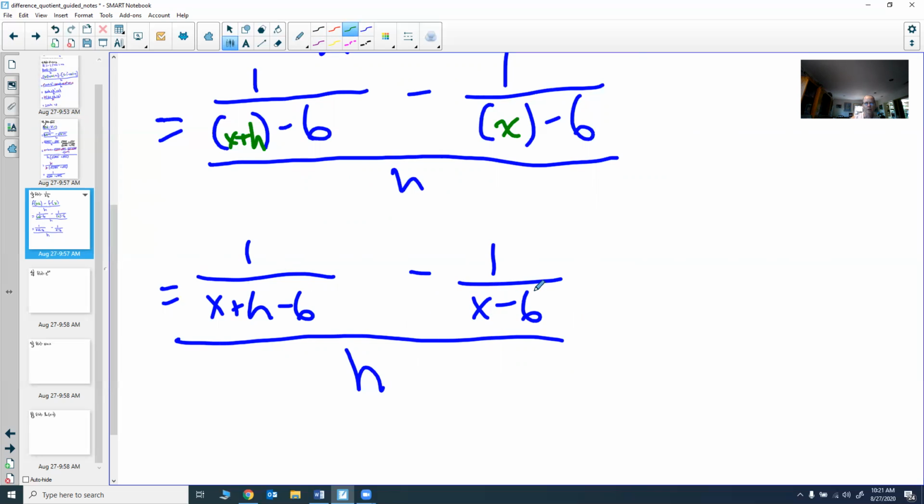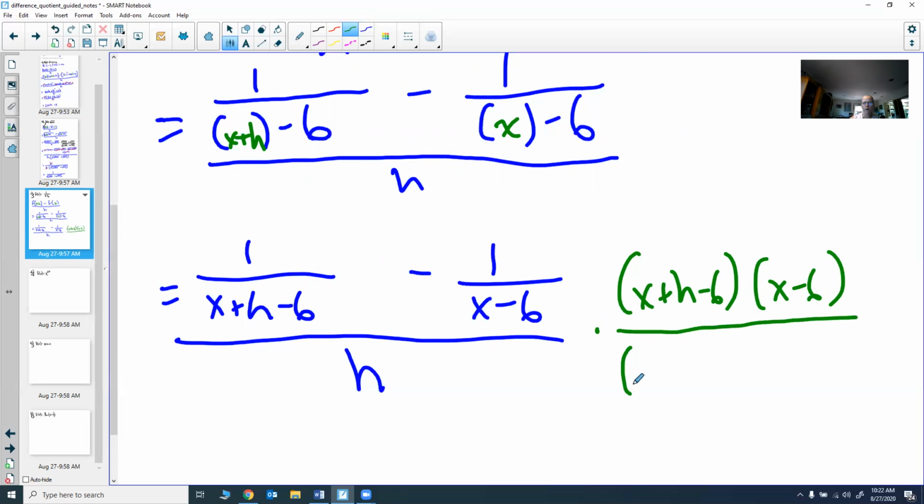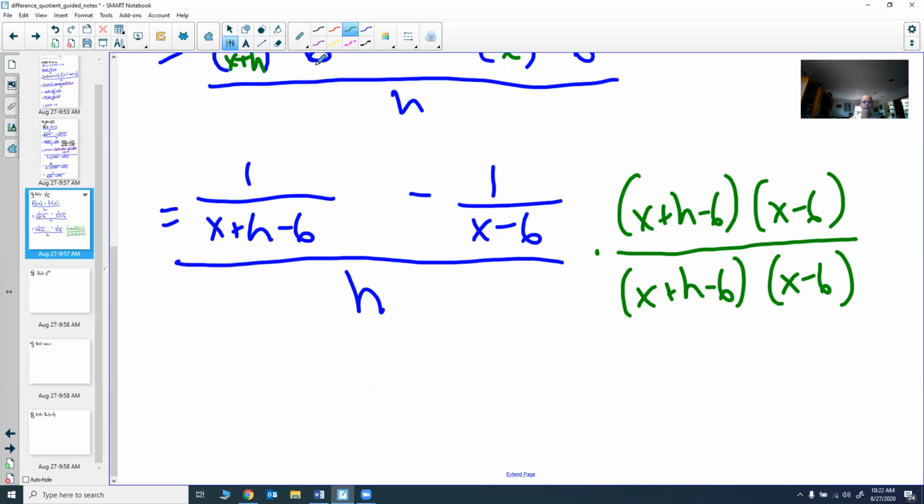So we're going to multiply the numerator and denominator by the lowest common denominator of all the denominators, which happens to just be x plus h minus 6 and x minus 6. So we're going to multiply the top by x plus h minus 6 and x minus 6. So that we can multiply by 1, we're going to do the exact same thing at the bottom. And now we can go ahead and multiply this out.